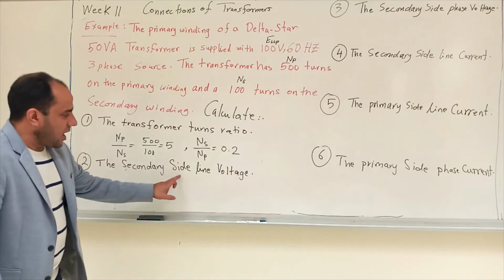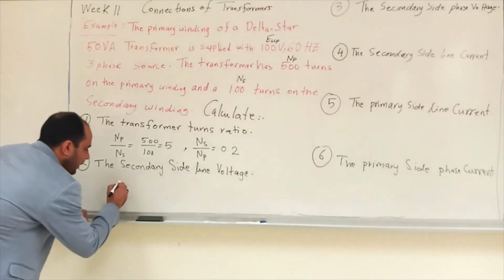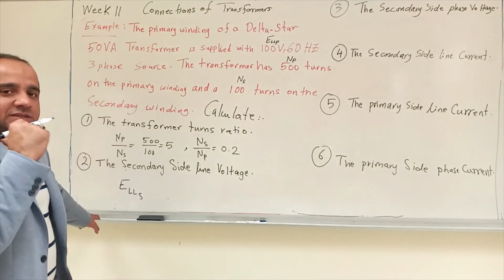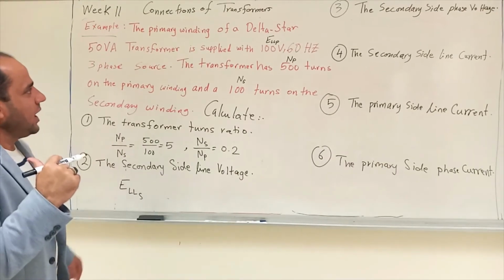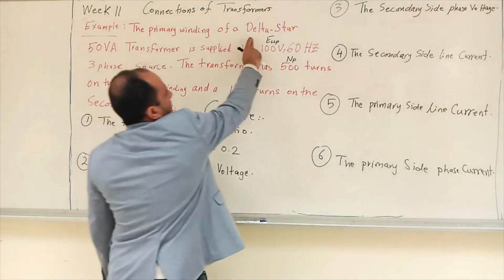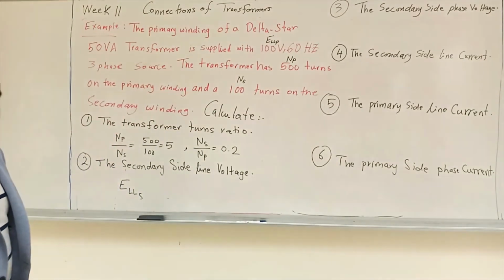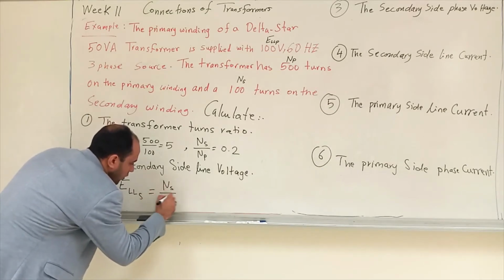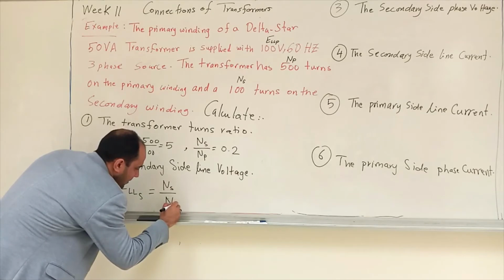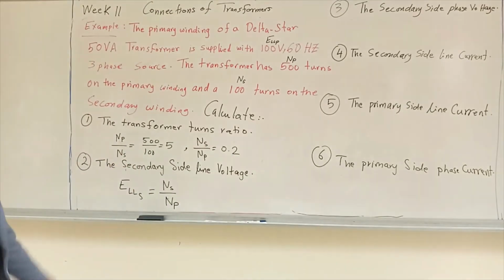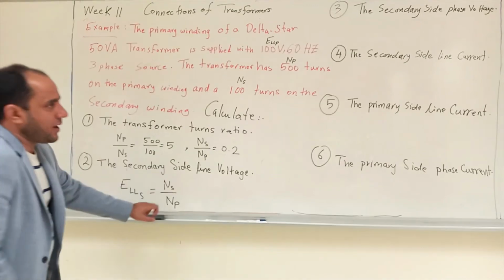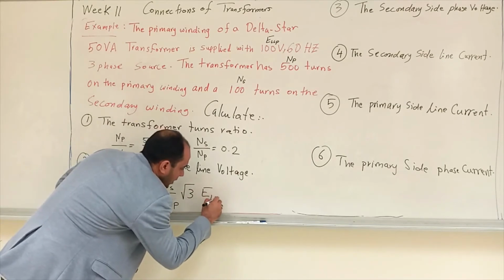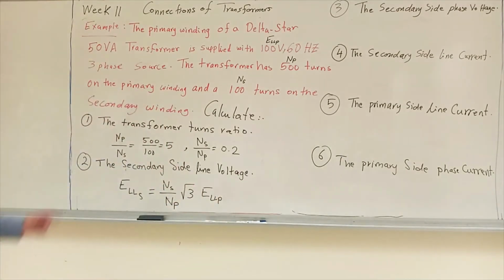2. The secondary side line voltage. So what we're looking for here is the line to line voltage in the secondary side. So let's go back to the previous recorded videos, previous parts, and recall our equations for delta-star. What is our equation for delta-star? E line to line secondary is N_S over N_P times root of 3 times E line to line primary, right? This is our equation.